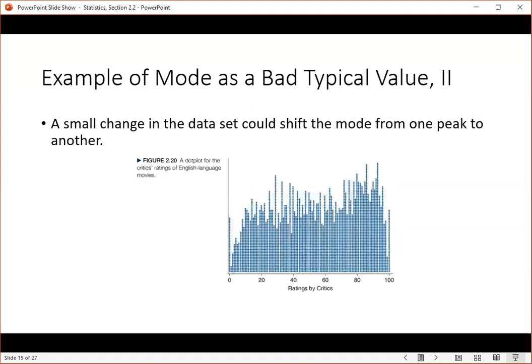All right, and then a small change in the data set could shift the mode from one peak to another. We can see that's the case here. So right now the mode would be at the top. Again, that's the tallest peak. So the mode is right here. And if we went through and made a very small change in the data set, if we removed a couple of responses, so these are, what are these? These are critics' ratings for English language movies. If just a couple of critics' ratings were different, then the mode would shift over to here. And again, it would jump, and that's not good. You want the typical value to be resilient to minor changes in the data.